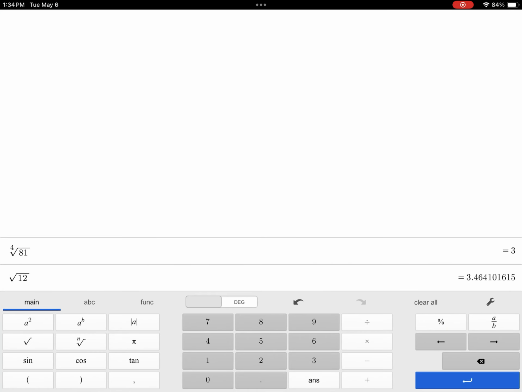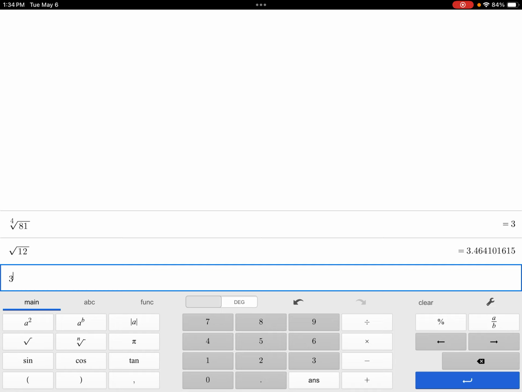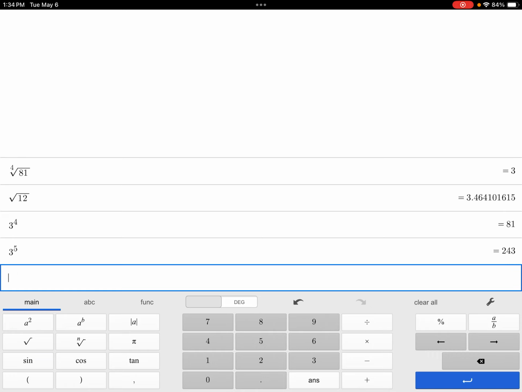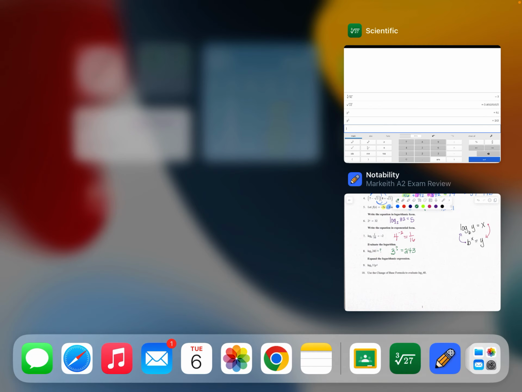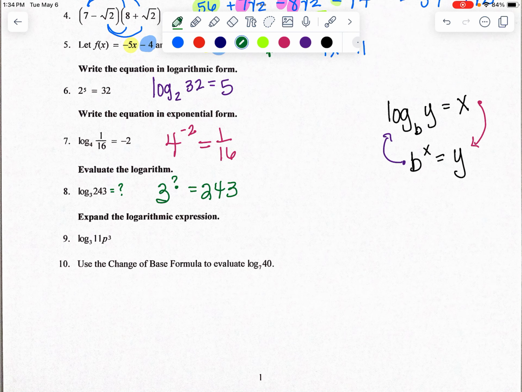You can always go to your calculator and say, okay, 3 to the, I don't know, 4th power. No, that's 81. That's too small. So let's try 3 to the 5th power. And that's it, 243, right? 3 to the 5th power. So I know that question mark has to be 5. So your answer for number 8 is 5, because 3 to the 5th power is 243.